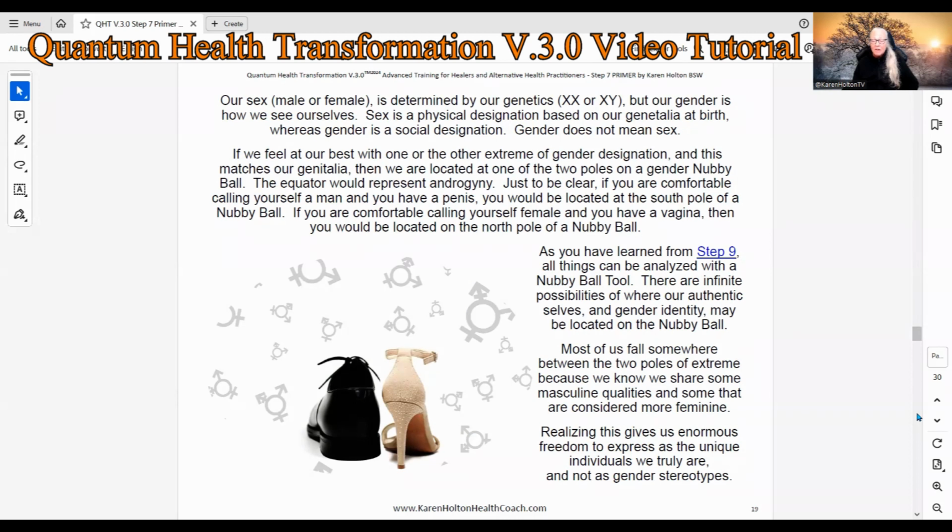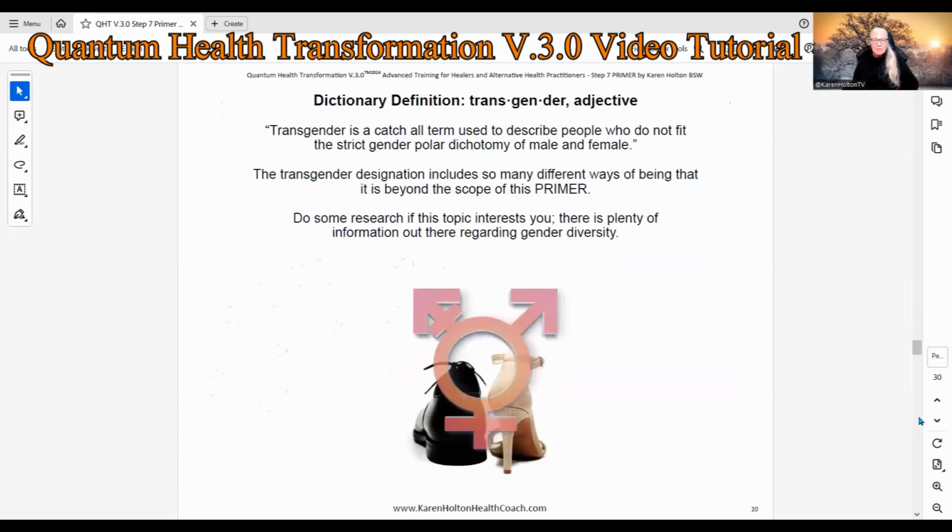There are infinite possibilities of where our authentic selves and our gender identity may be located on the nubby ball. Most of us fall somewhere between the two poles of extreme because we know that we share some masculine qualities and some that are considered more feminine. Realizing this gives us enormous freedom to express as the unique individuals we truly are, and not as gender stereotypes.